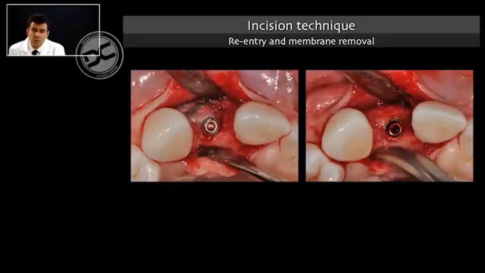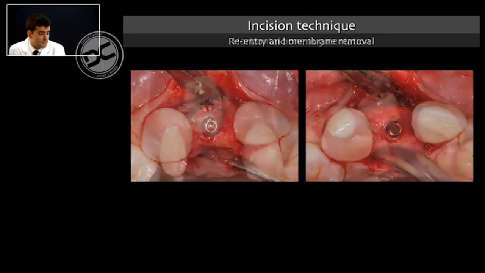When using non-resorbable materials for GBR, generally after 6 months we perform the re-entry procedure to remove the non-resorbable material and the pins, and it's necessary to perform the same ridge incision, so slightly in a palatal position, sulcular incision, and to remove this non-resorbable material.